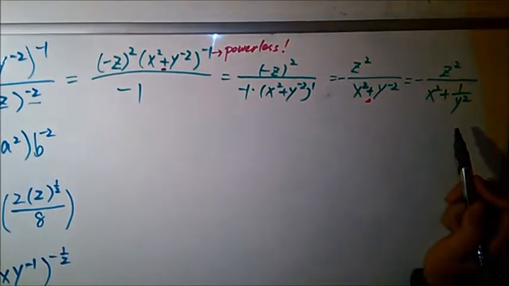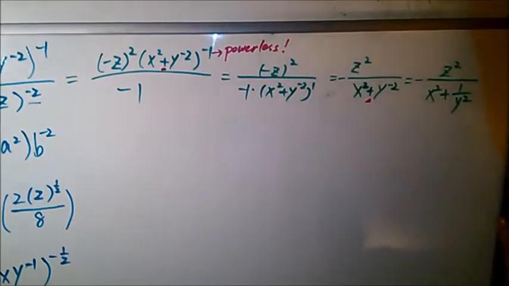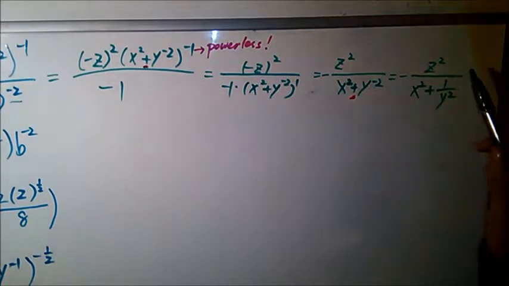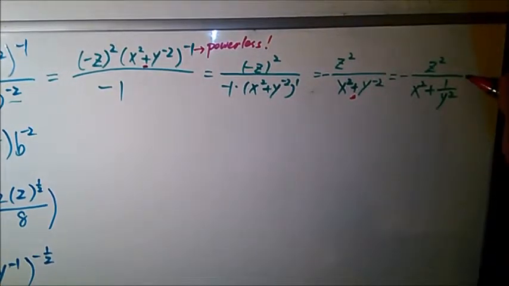Now what we're going to do, in order to eliminate that fraction on the bottom, we're just going to multiply the top and the bottom by that fraction, by y squared.